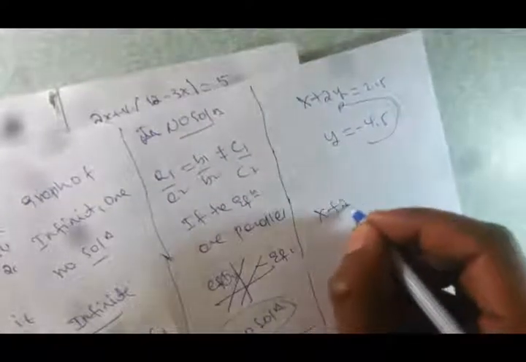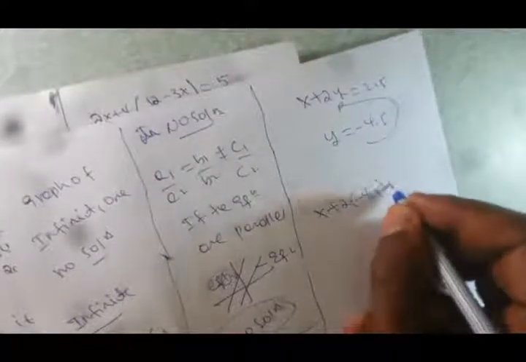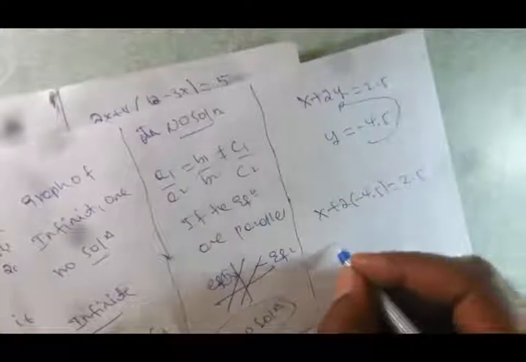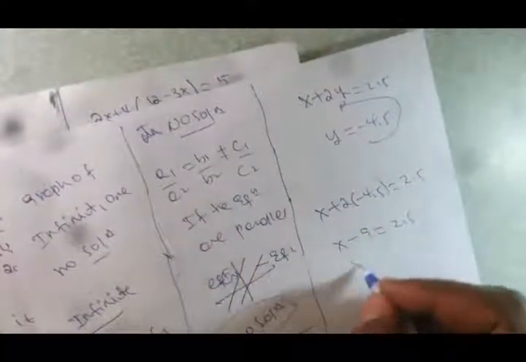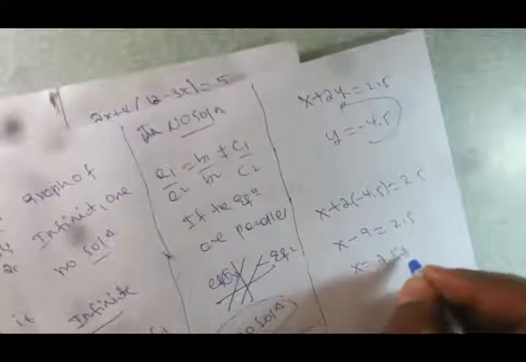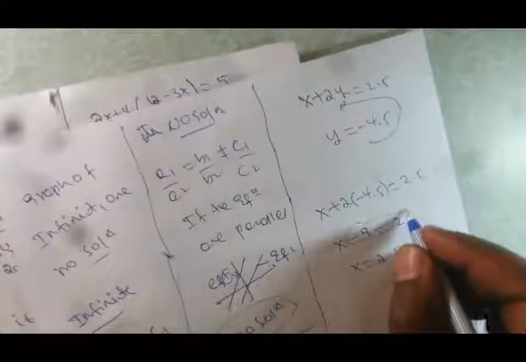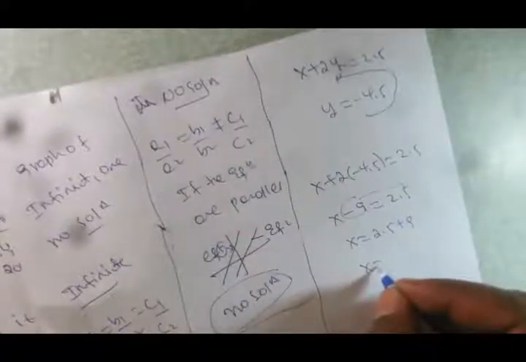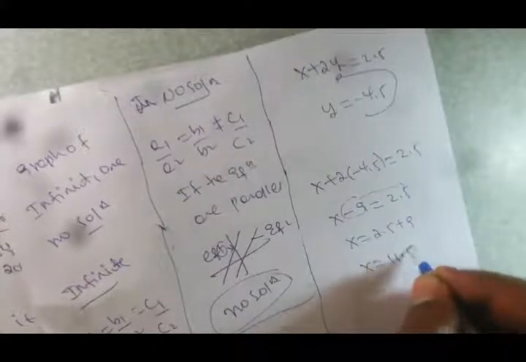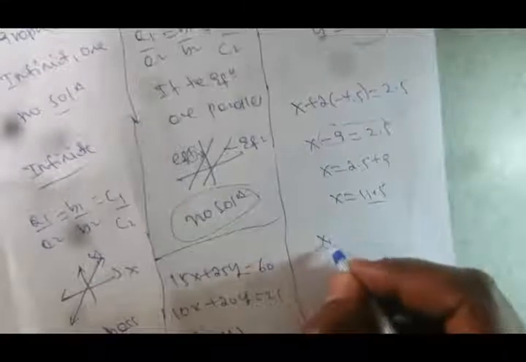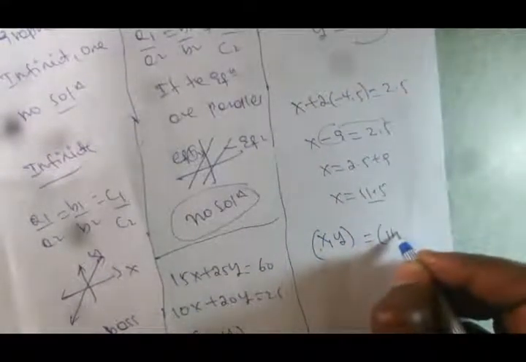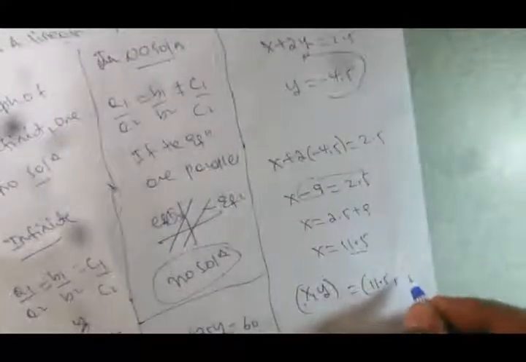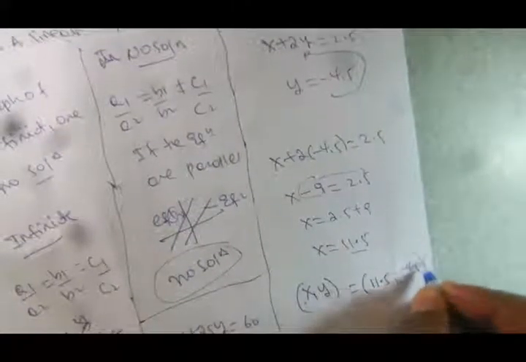Therefore x plus 2 times minus 4.5 is equal to 2.5. Therefore x minus 9 is equal to 2.5. x is equal to 2.5 plus 9. When we bring negative 9 to the right, it becomes 9. Therefore x is equal to 11.5. So we are asked to find the coordinate x, y. Therefore the value of x is 11.5 and the value of y is minus 4.5.